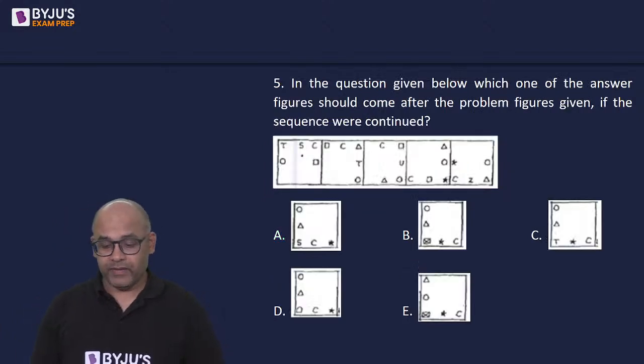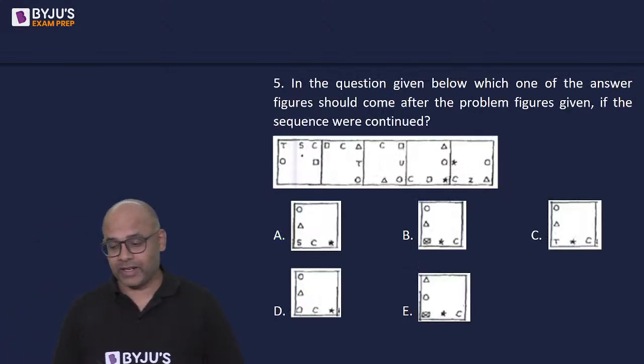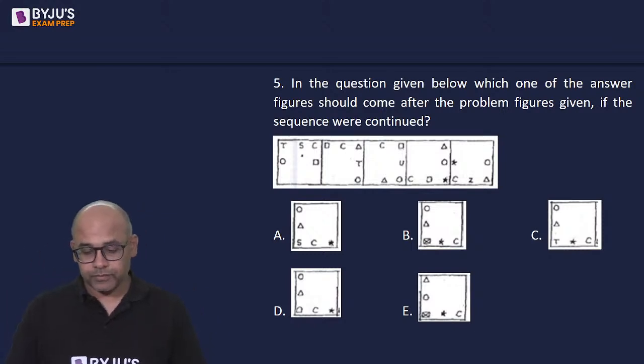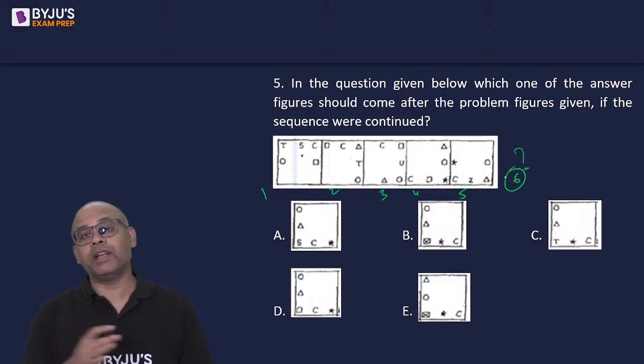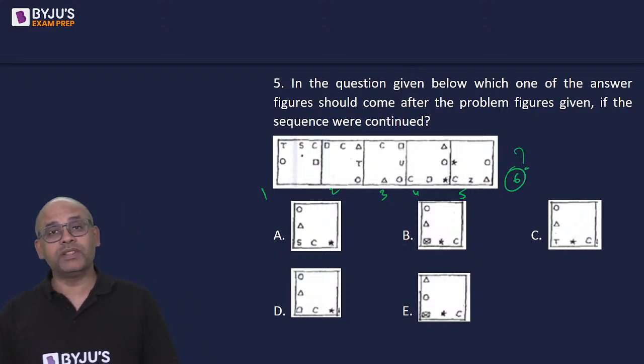Question number 5. Let's see. This is a tricky one. Let's see how many of you get the correct answer. So now you are looking at figure number 1, figure number 2, figure number 3, figure number 4, figure number 5. What should be the 6th figure? Pattern continuation. What should be the 6th figure? That's the question.